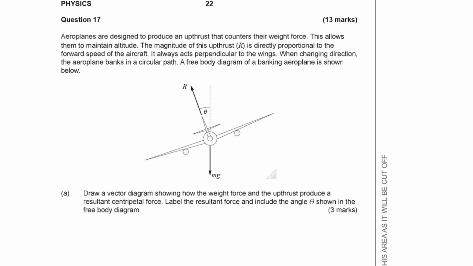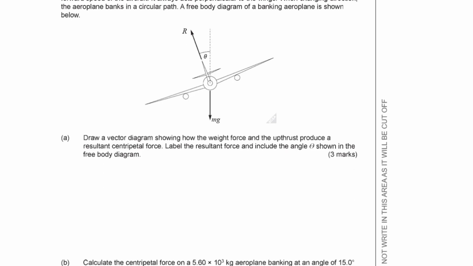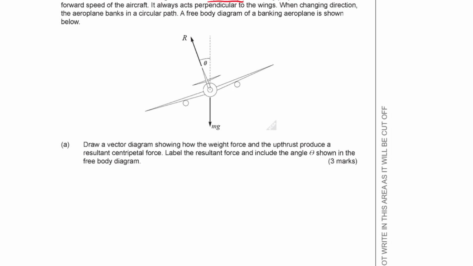Okay, so question 17, you have a banked angle question. You've got a plane under its own weight force, but it's generating lift, or in this case, they're calling it upthrust, which is a little bit annoying, and that's resulting in horizontal circular motion. The first thing is it's asking to draw a vector diagram showing how the weight force and upthrust produce a resultant centripetal force. I'll draw first a down arrow to represent the weight force, and then the upthrust force would look like that.